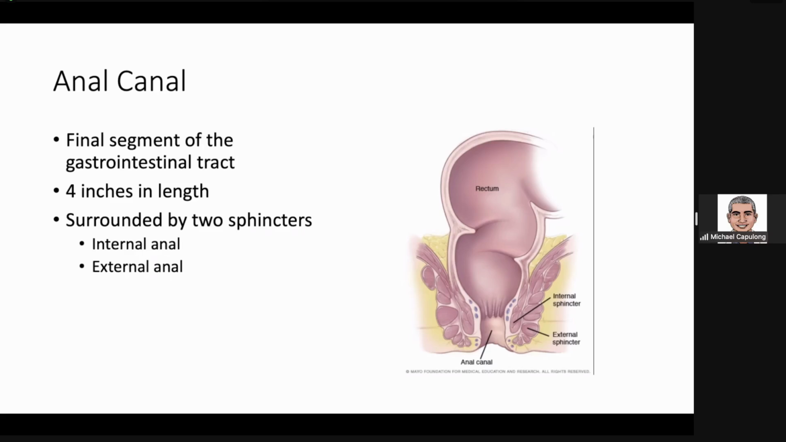At the junction of the rectum and the anal canal, there is a muscular ring that is palpable during digital rectal examination. This is called your anorectal ring. It is formed by the fusion of the internal anal sphincter, the external anal sphincter, and your puborectalis muscle.